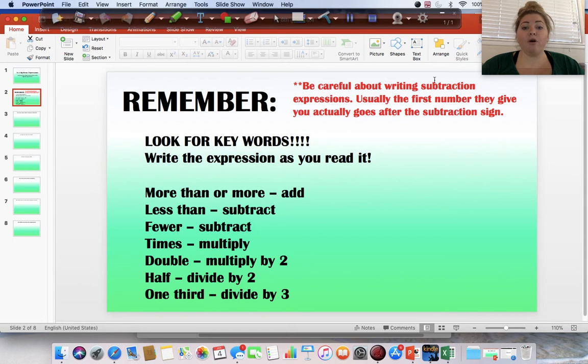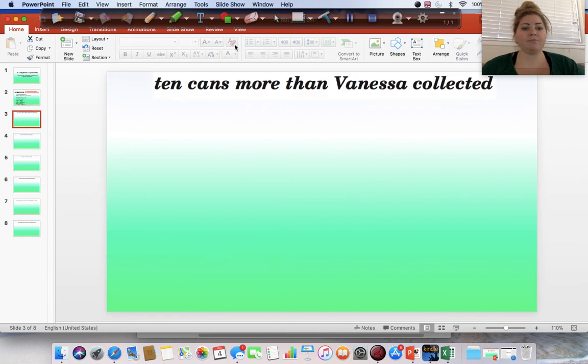Be careful about writing subtraction expressions. Usually the first number they give actually goes after the subtraction sign. So we will get to some examples of that. But when we get to it, remember that the first thing that they give you is probably going to come after the subtraction sign, okay? So be sure to write all of this down. These are very, very important, okay?